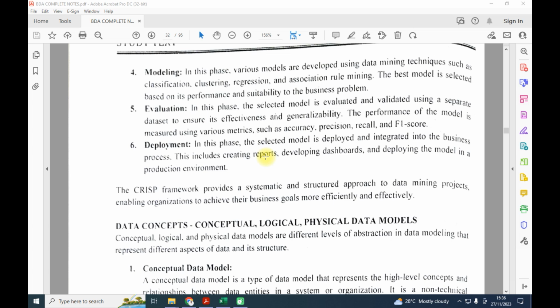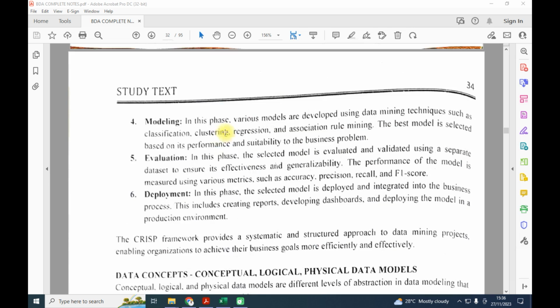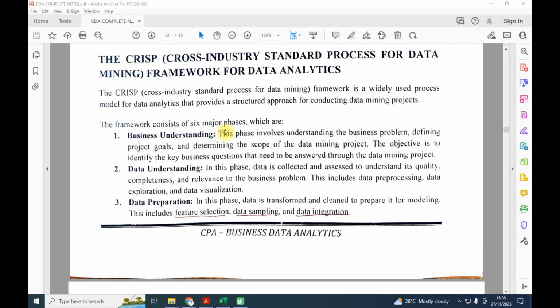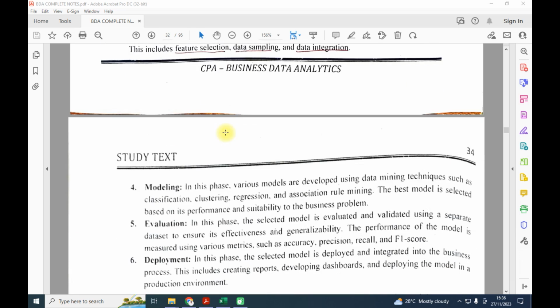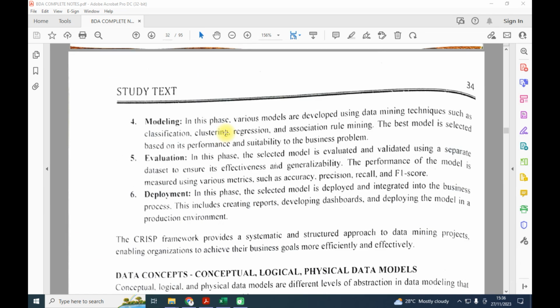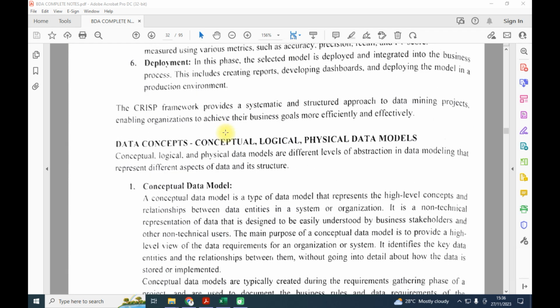So those are the 6 phases of the cross industry standard process, the CRISP standard process. So we have said first we understand the business, we understand the data, we prepare the data, we model, we evaluate, and later on we do the deployment.